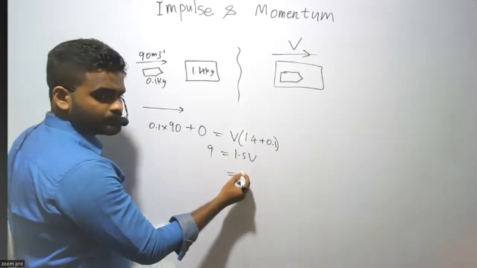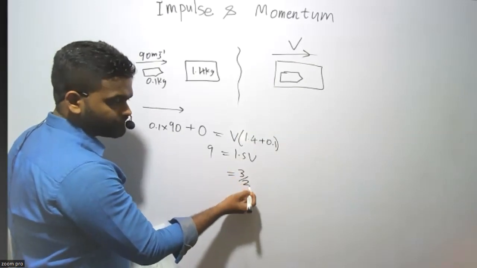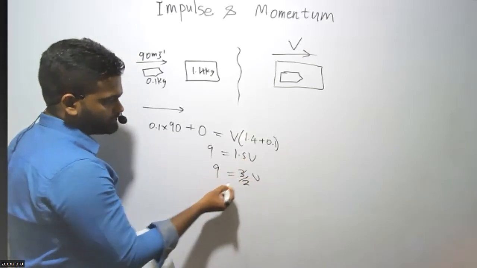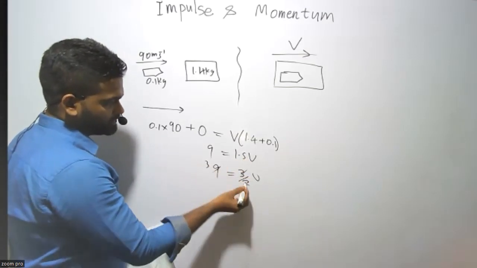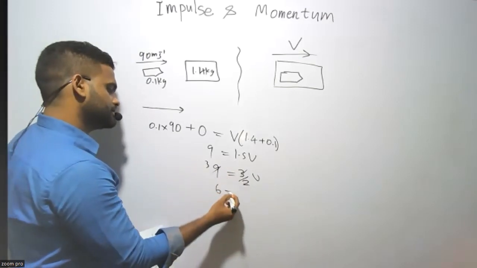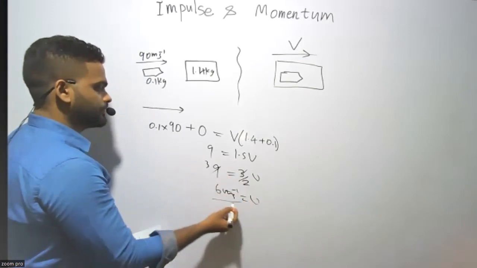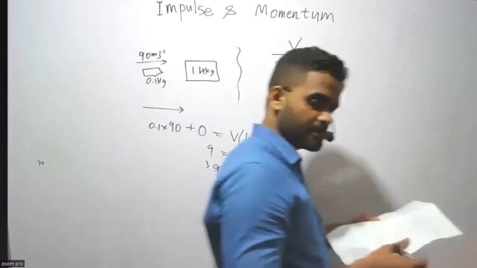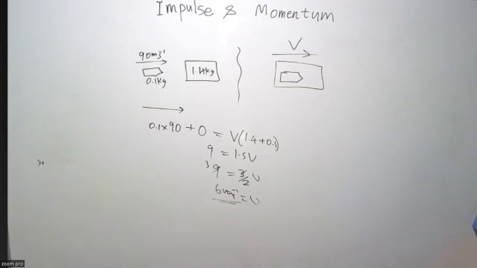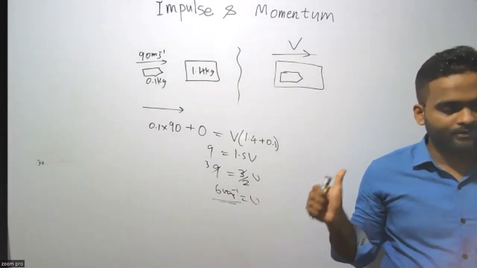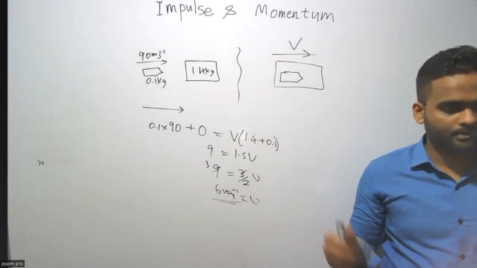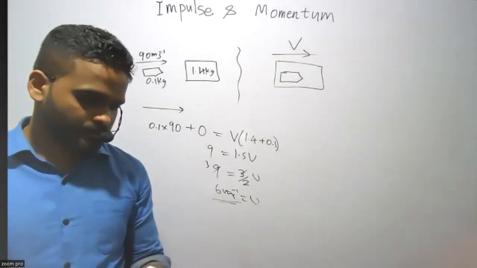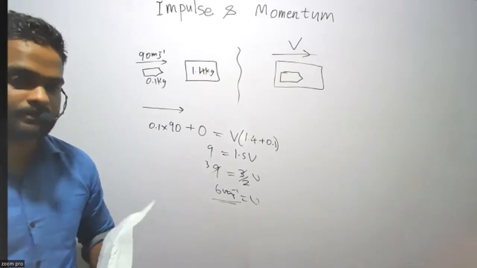This 1.5, you can write as a fraction. 3 over 2 is 1.5, right? Then cross multiply: 6 meters per second. Correct? So the whole system gets 6 meters per second. The answer is the first one. If you have taken it down, thumbs up. And if you have a problem, send it to me. Right. Then try the 11th one.